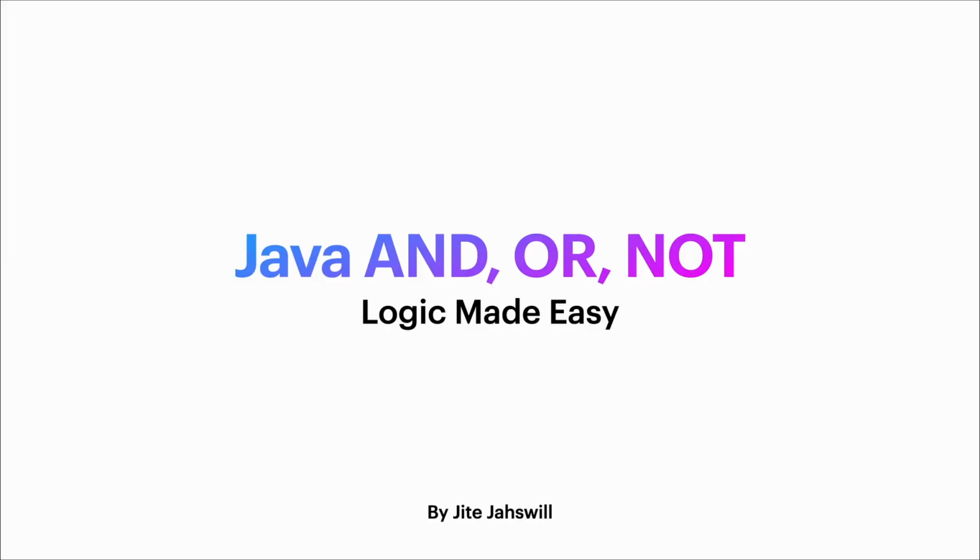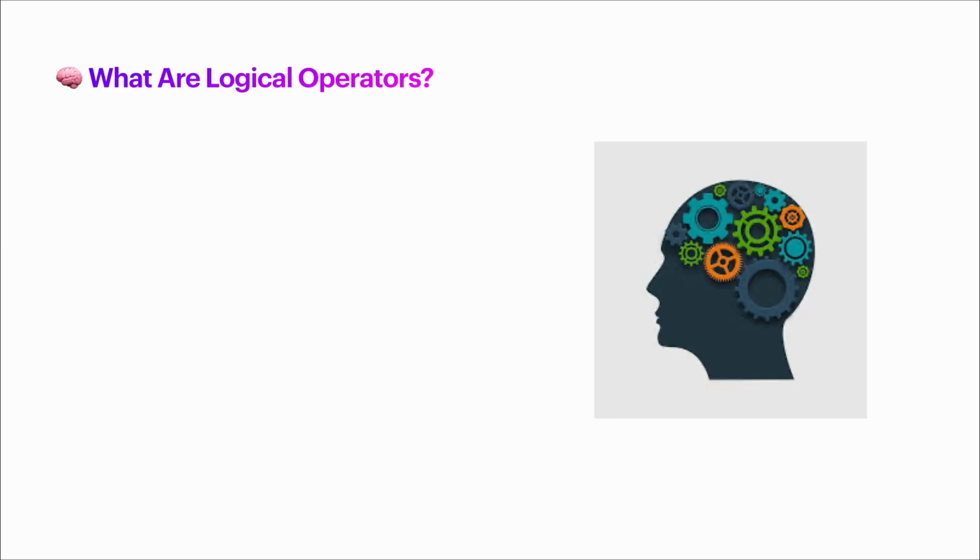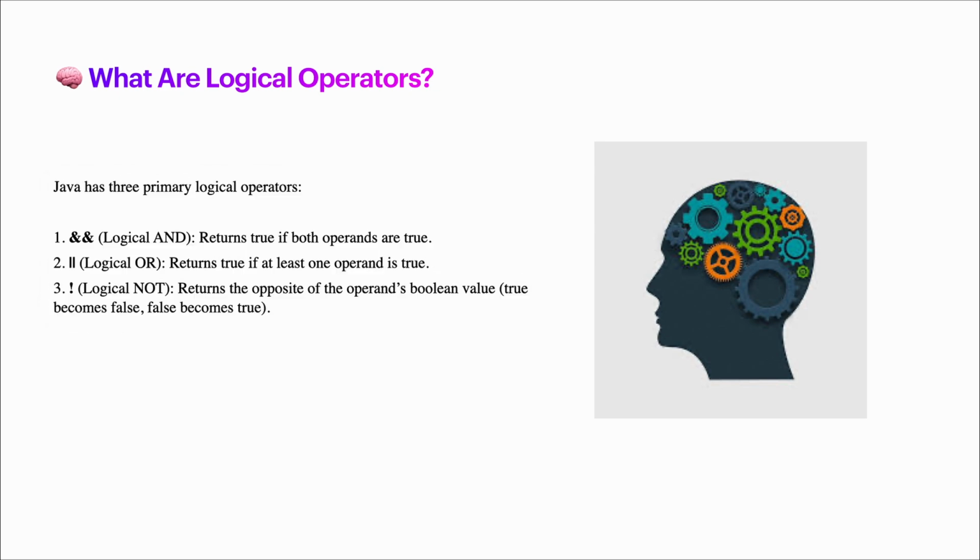Today, we're leveling up your if-else skills with logical operators. This is how we combine multiple conditions in Java like a logic bus. So the question is, what are logical operators? Well, in Java, we have three primary logical operators. The first one is the AND, the second, the OR, and the third, NOT.